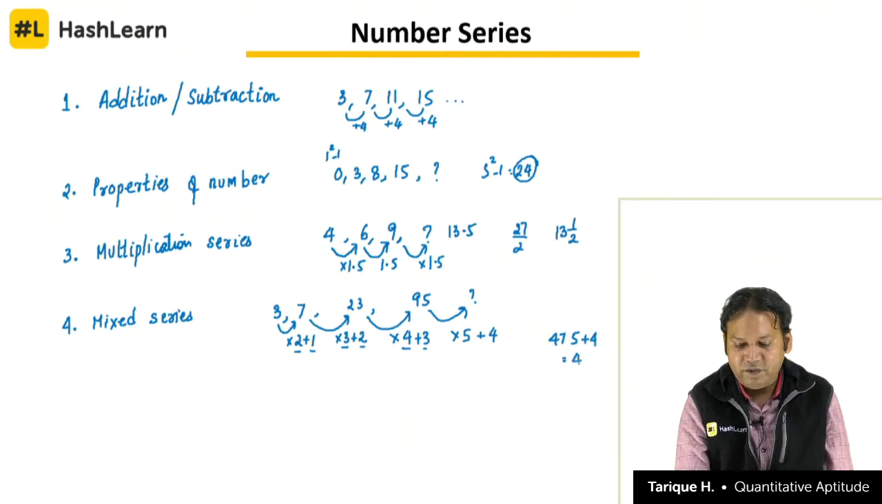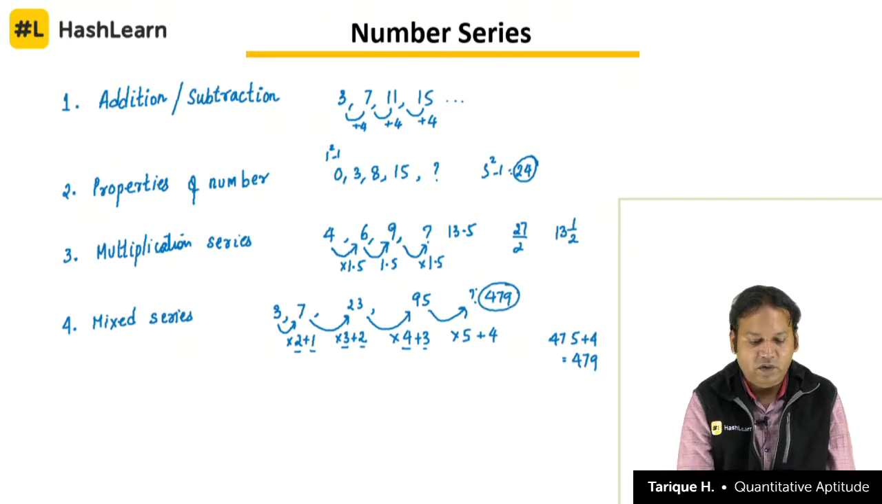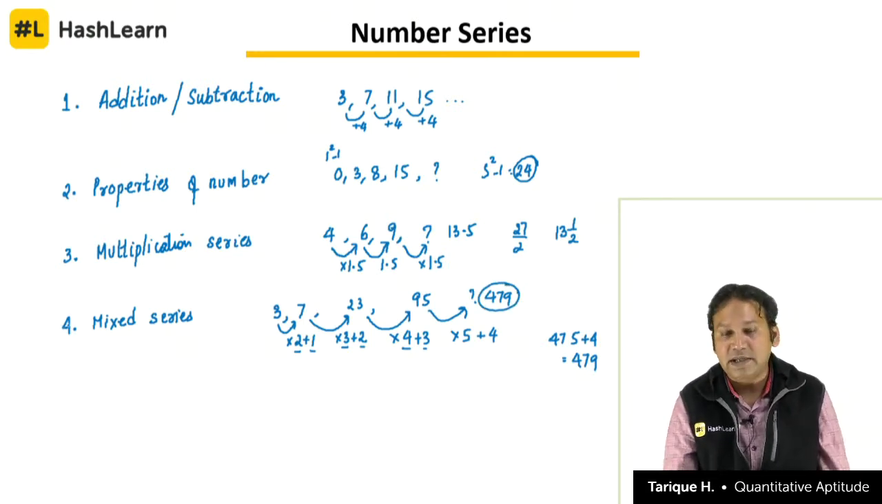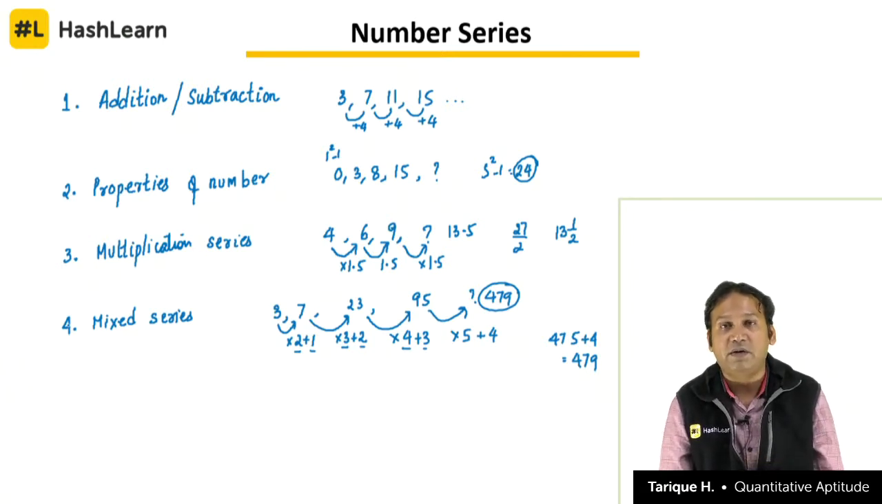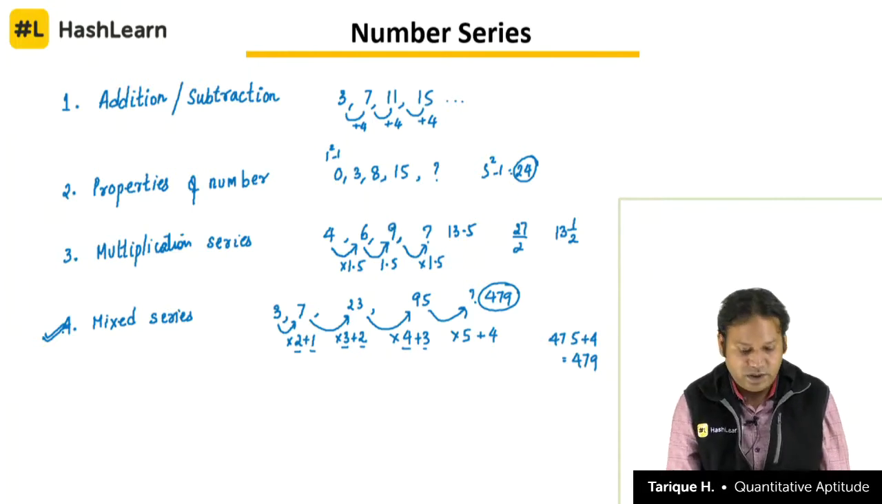So what is our number? 479. So this is the example of a mixed series, right. A mixed series question can sometimes be tough because it is difficult to always find out. So this is the one question which will come under high difficulty, mixed series based question.